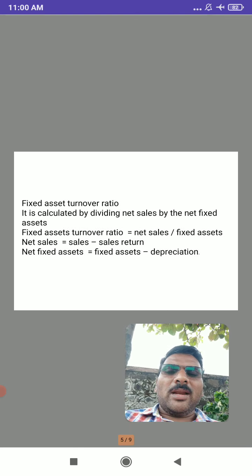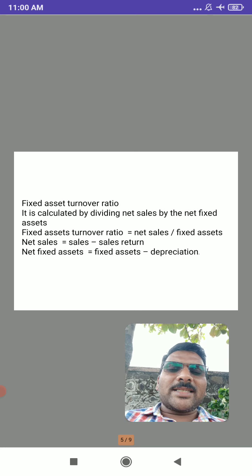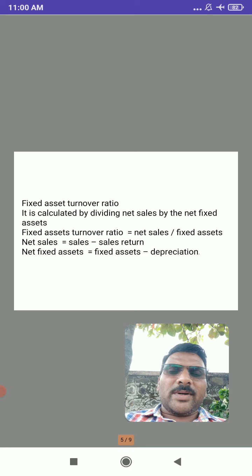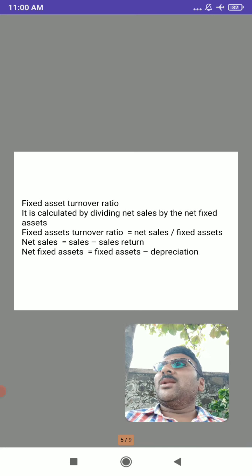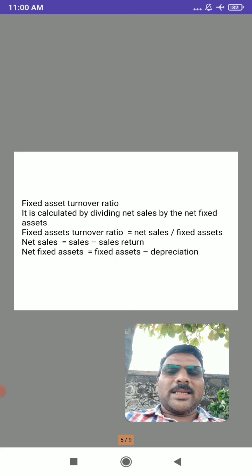So the next one is fixed asset turnover ratio. Fixed asset turnover is calculated by dividing net sales by the net fixed assets. So net sales divided by net fixed assets. Fixed asset turnover ratio equals net sales divided by fixed assets. Net sales is given here, and we know how to calculate net sales: net sales equals total sales minus sales return.